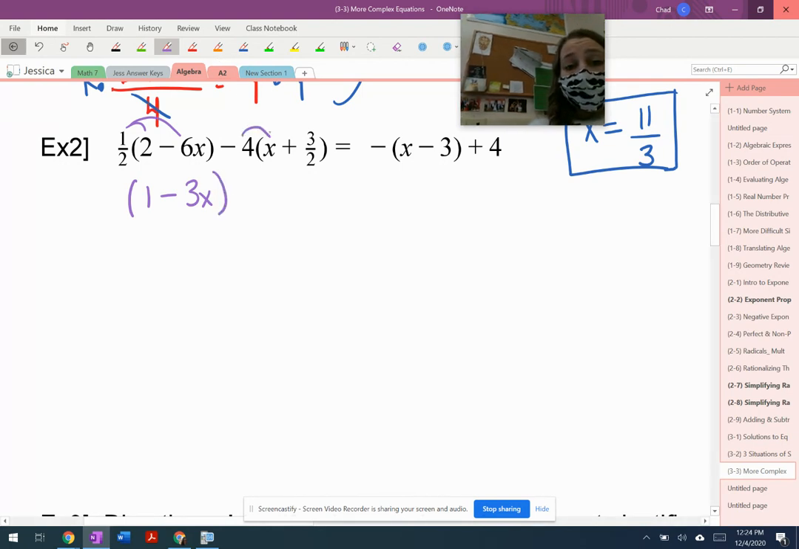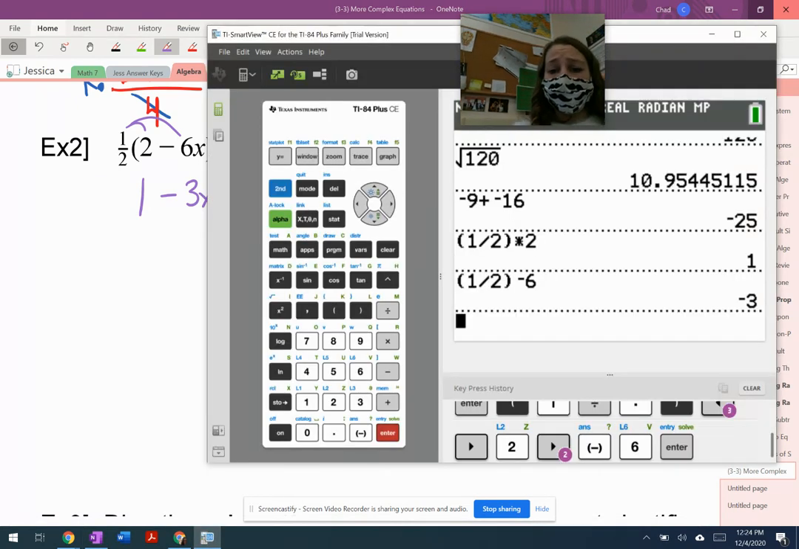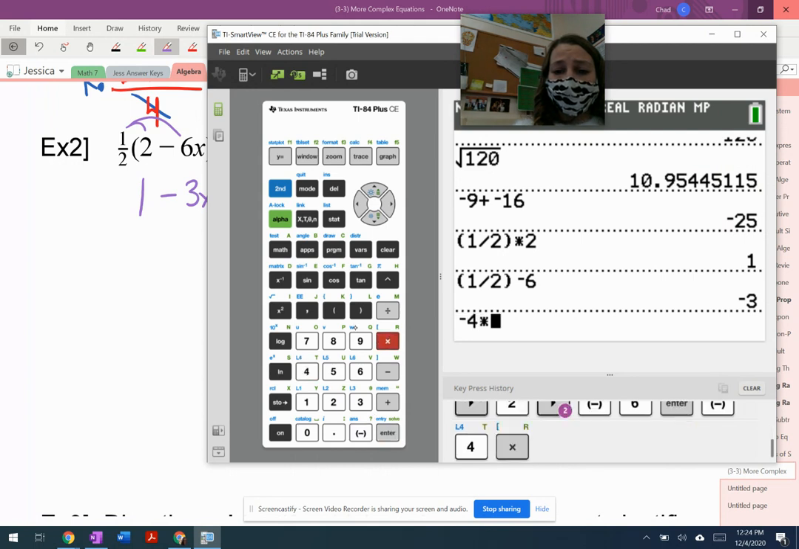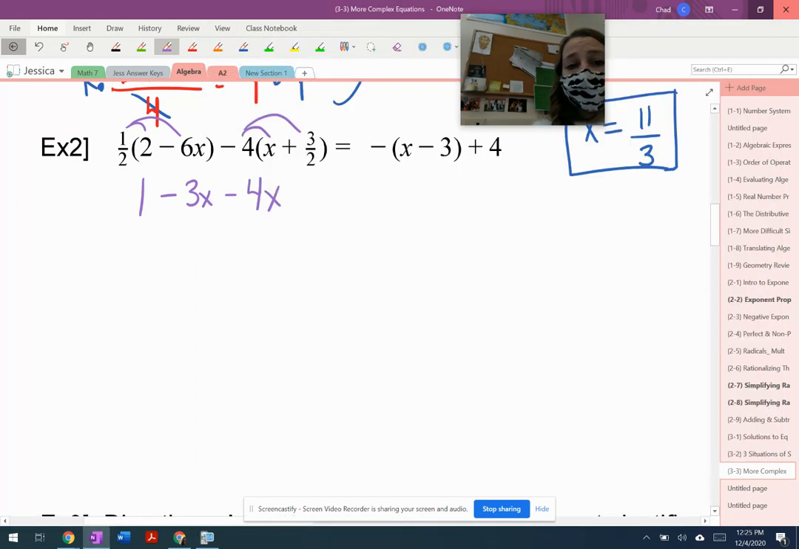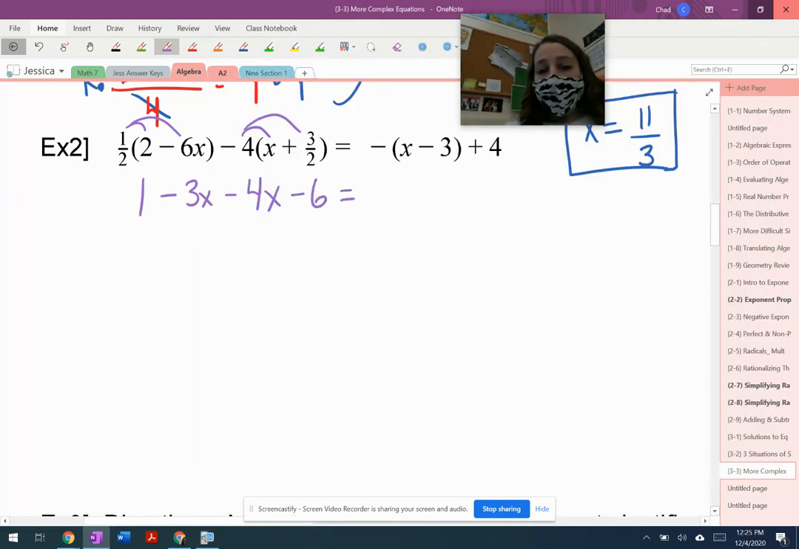The -4 gets distributed to those sets of parentheses. So, oops, sorry, this is no longer in parentheses now that I did that distribution. So -4x, and then -4 times 3/2. -4 times 3/2 is -6. And then careful here on the right side of your equation because you do have that -1 that needs to be distributed to both pieces there. So that turns into a -x plus 3, and then just carry down that plus 4.